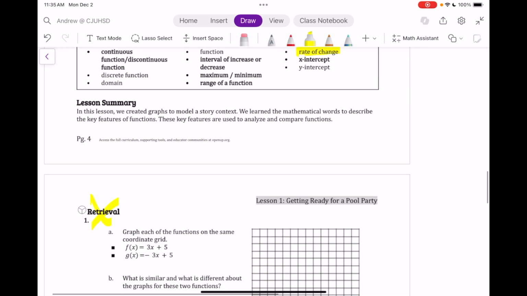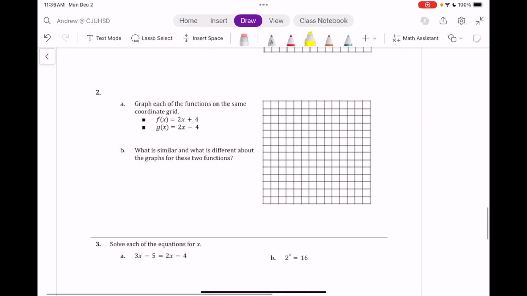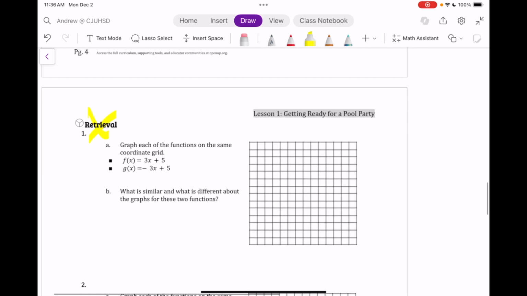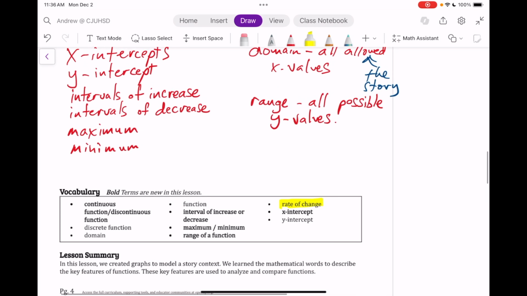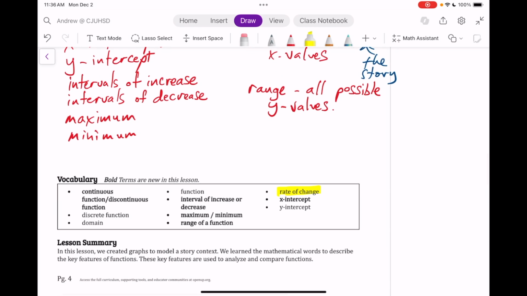Okay, we're going to skip the retrieval, and that's the end of the lesson. So that's 1, 2, and 3. We're knocking off. So in this summary, in this lesson, we created graphs to model a story context. We learned the mathematical words to describe the key features of functions. These key features are used to analyze and compare functions. So we'll see you next time, okay?